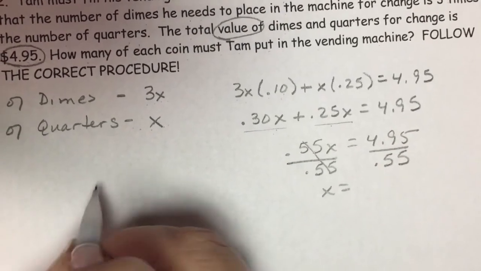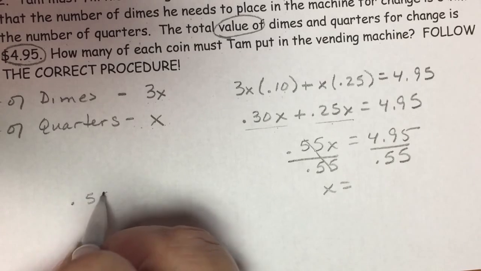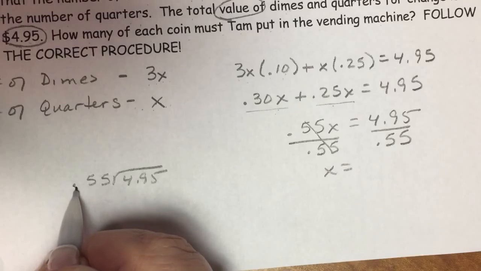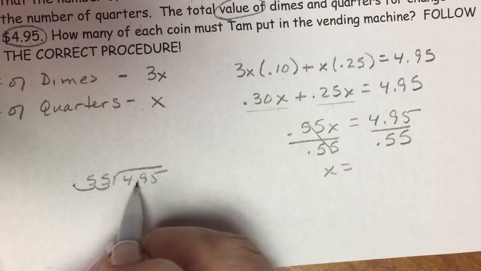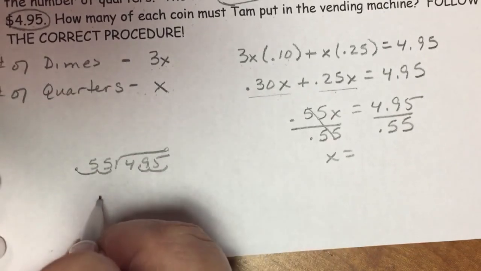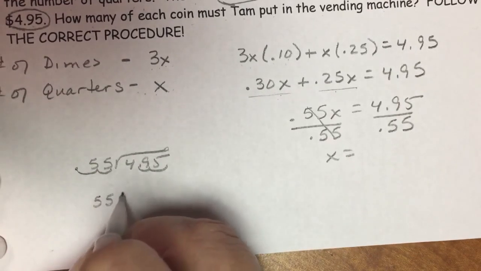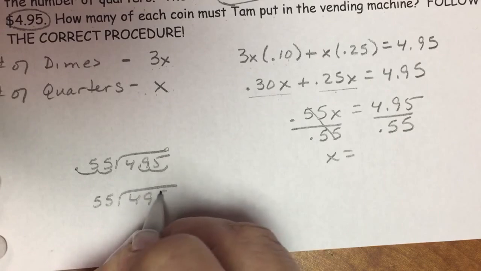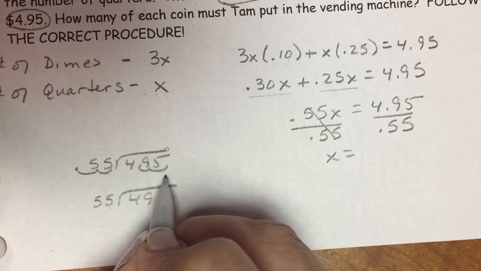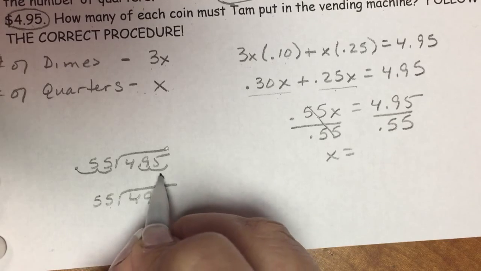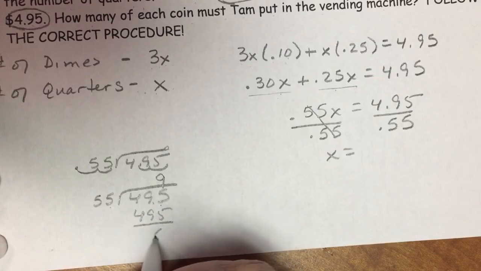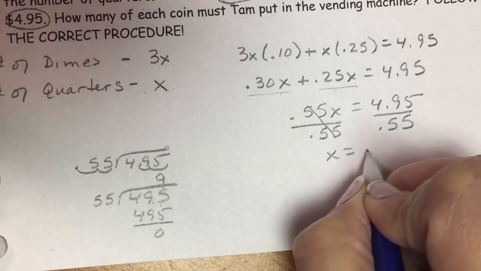Now we have to do some division, so I need to do 0.55 into 4.95. Move the decimal 2 places, move the decimal 2 places. So now it's really just 55 into 495. Well, how many times does 55 go into 495? I believe it goes in 9 times, evenly. So that means x is equal to 9.